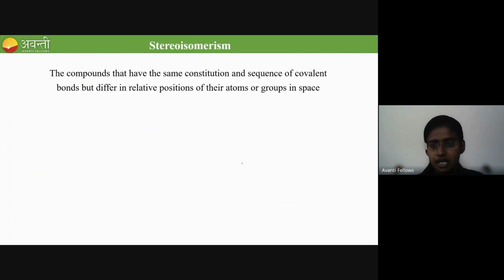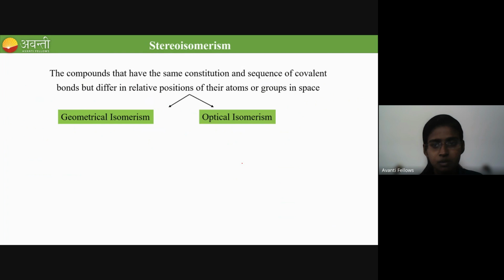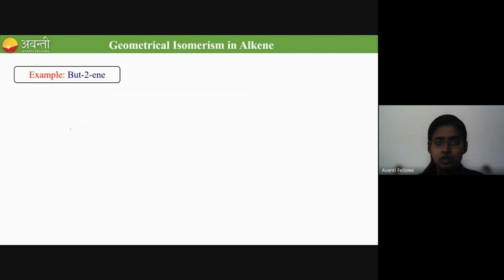It is again classified into two: geometrical and optical isomerism. Geometrical isomerism is otherwise called cis-trans isomerism. So what is meant by cis and what is meant by trans? Let me take an example and explain that. I am taking but-2-ene as an example to explain this geometrical isomerism. So what is but-2-ene?